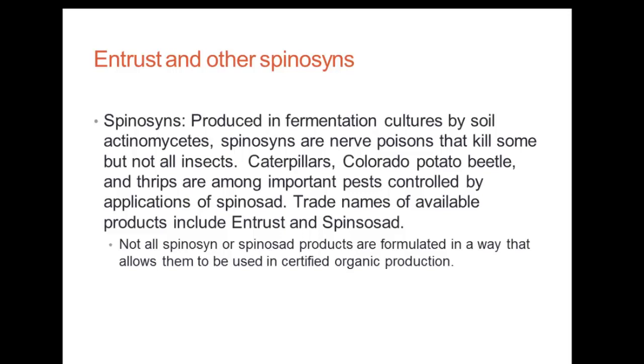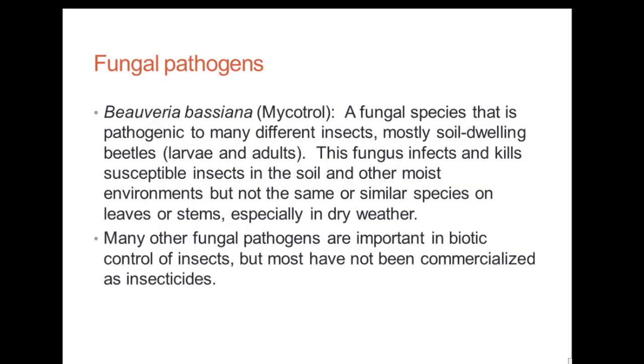Entrust, these spinosad products, are also produced in fermentation. They're especially used against caterpillars, Colorado potato beetle, and thrips. The trade names are Entrust and spinosad, and realize there are some formulations of these products on the market that are not OMRI certified, meaning if you're actually growing for certified organic production, you could not use those, or if you're going to claim you're producing organically, you should not use those other ones. They simply have some different adjuvants in the spray mix that are synthetic, and that separates them out in terms of organic certification.